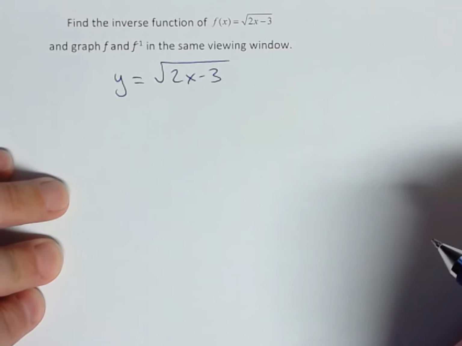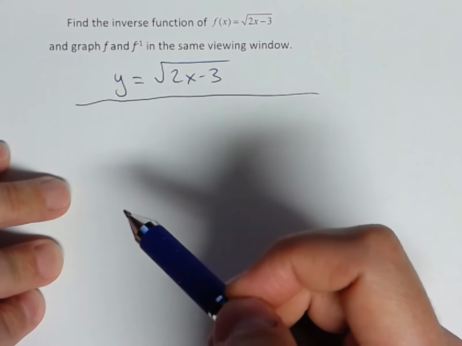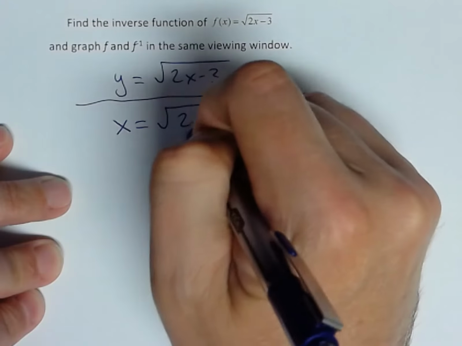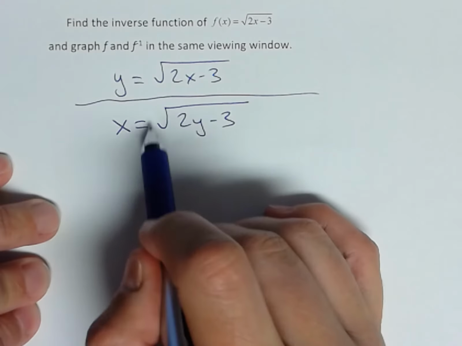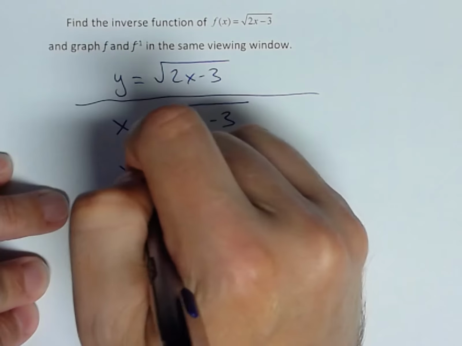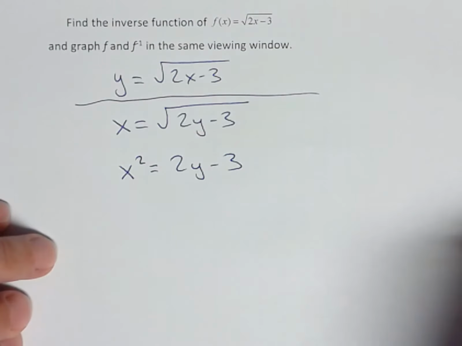So again, all I did there was rewrite my original function. And now switch x and y. And we want to solve for y. So how are we going to get rid of the square root? Well, we're going to square both sides. So x squared, now that radical would be gone on the right side.